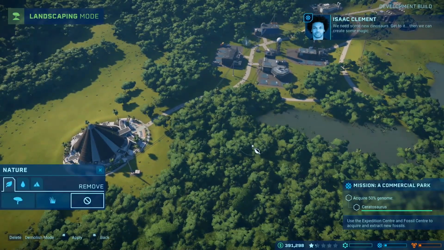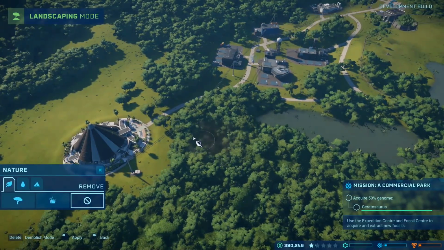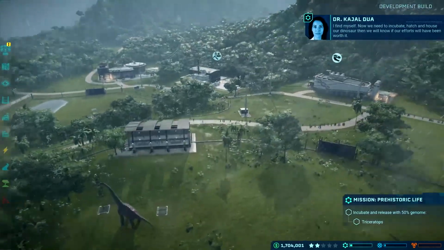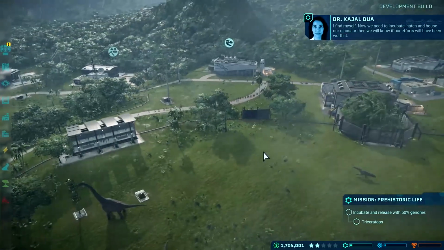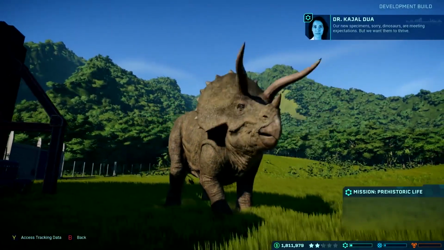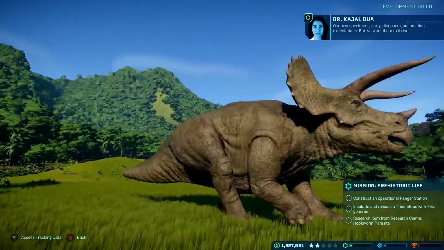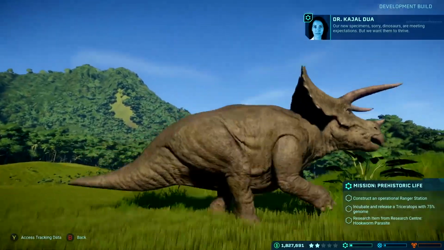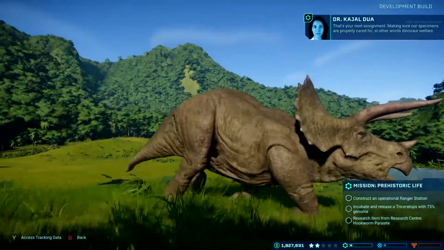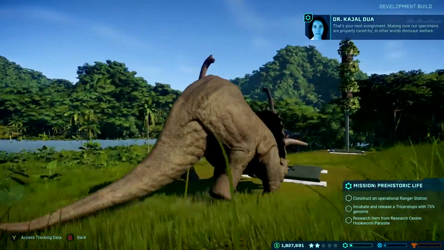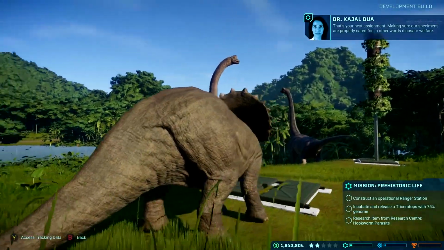Get to it. Then we can create some magic. Now we need to incubate, hatch, and house our dinosaur. Then we will know if our efforts will have been worth it. Our new specimens, sorry, dinosaurs, are meeting expectations, but we want them to thrive. That's your next assignment. Making sure our specimens are properly cared for.